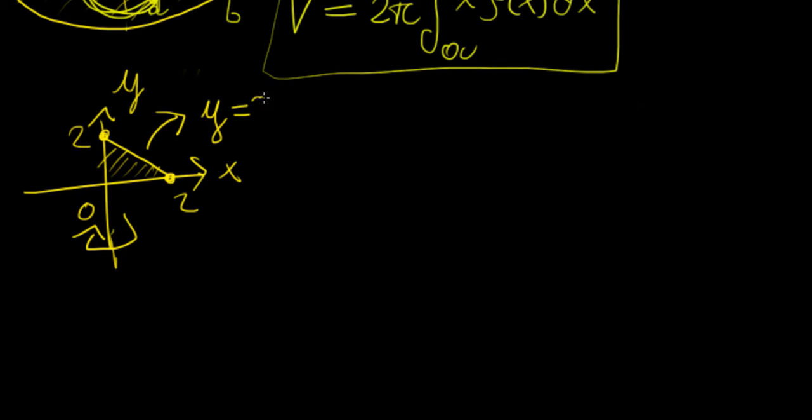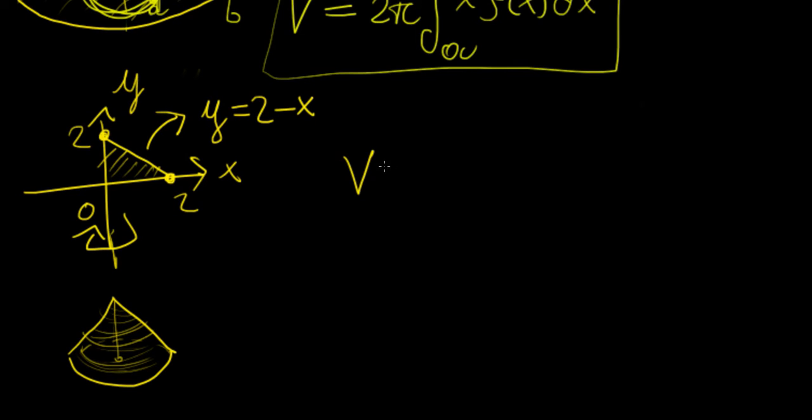So what is the function here? y equals 2 minus x. Sorry, that's going to be the function here. Because if you have x equals 0, that's 2, and if you have y equals 0, then that's 2. So that's our function. And what we're going to get from rotating this about the y-axis is the following. We're going to get a cone like this, and it is going to be a solid volume.